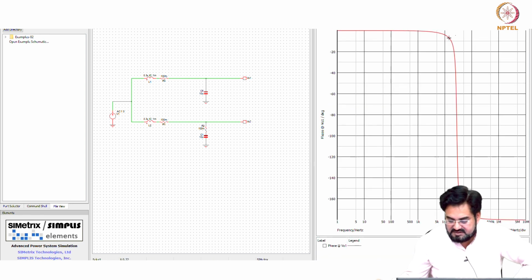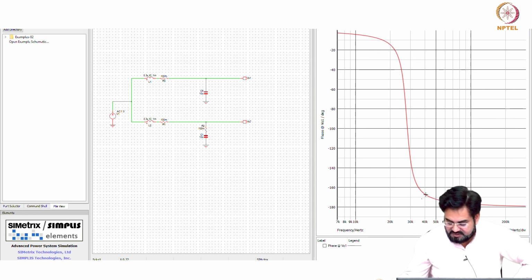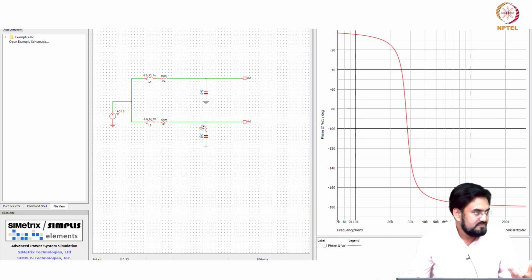You can see the phase around resonance is dropping very quickly. It is going very close to 180, like 170, below 170. So if you look at the phase margin, this is resonance and let us say my UGB is somewhere around 100 kilohertz, you hardly get any phase margin, 3 degrees or so. So the phase margin will be nothing here.